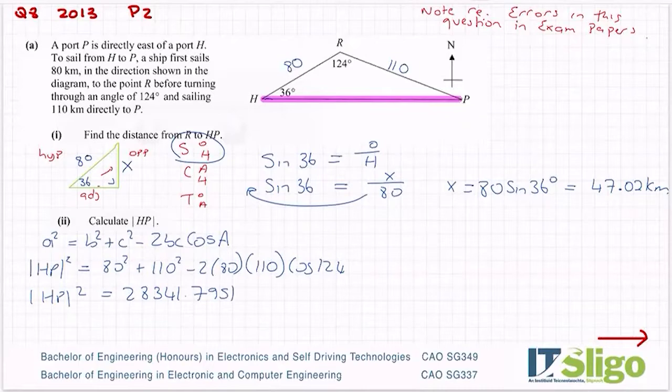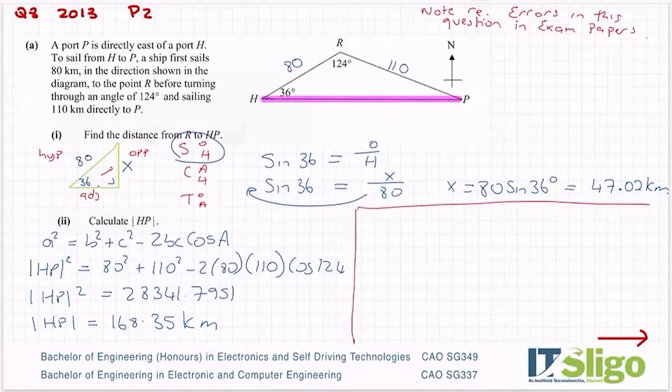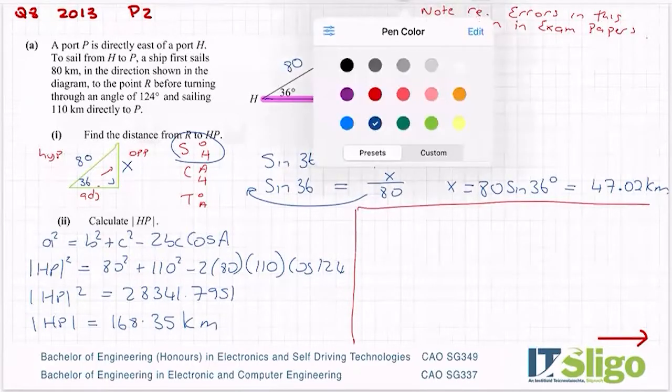So square root of answer. And I'm getting HP to be equal to 168.35. And again, it didn't say how many decimal places, so let's go 2 again. Okay, so just for anybody who prefers the sine rule, I'm going to leave the right-angled trig solution to yourselves just in case that's how you went.